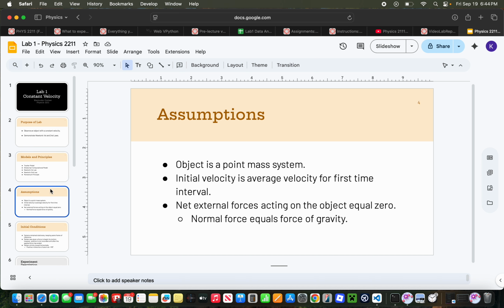Then some assumptions we made are our object is a point mass system, so we don't have to account for its angular momentum. And then our initial velocity is going to be our average velocity for the first time interval. And then net external forces acting on the object equals 0, so our normal force will equal our force of gravity and friction can be ignored.